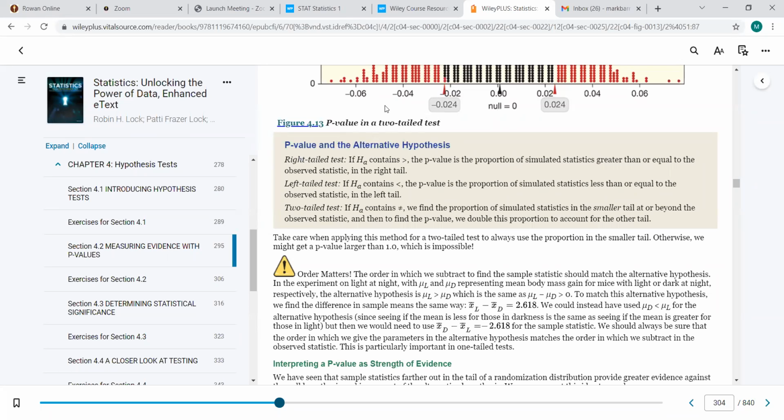But before I do that, I will go over this little box here, which will talk about the three types of tests, depending on the symbol in the alternative hypothesis: greater than, less than, or not equal to. There's three types of tests. I'll go over that next time. That'll be the first thing we'll do next time. I don't want to do it now.